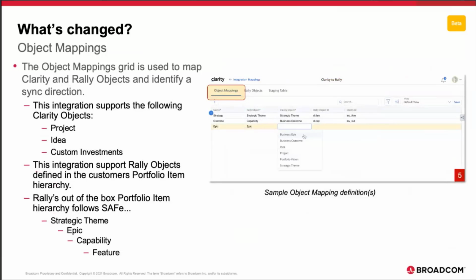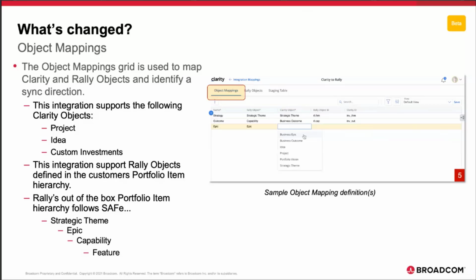So once you've created that integration mapping, you've run the import map information job. Now you're ready to start doing the mapping. And like I said, we start with the objects. So here's an example of you simply supply a name, and then you start mapping Rally and Clarity objects and pick a direction. This integration supports the project, idea, and custom investment objects. This integration supports a customer's Rally portfolio item hierarchy, whatever it may be.